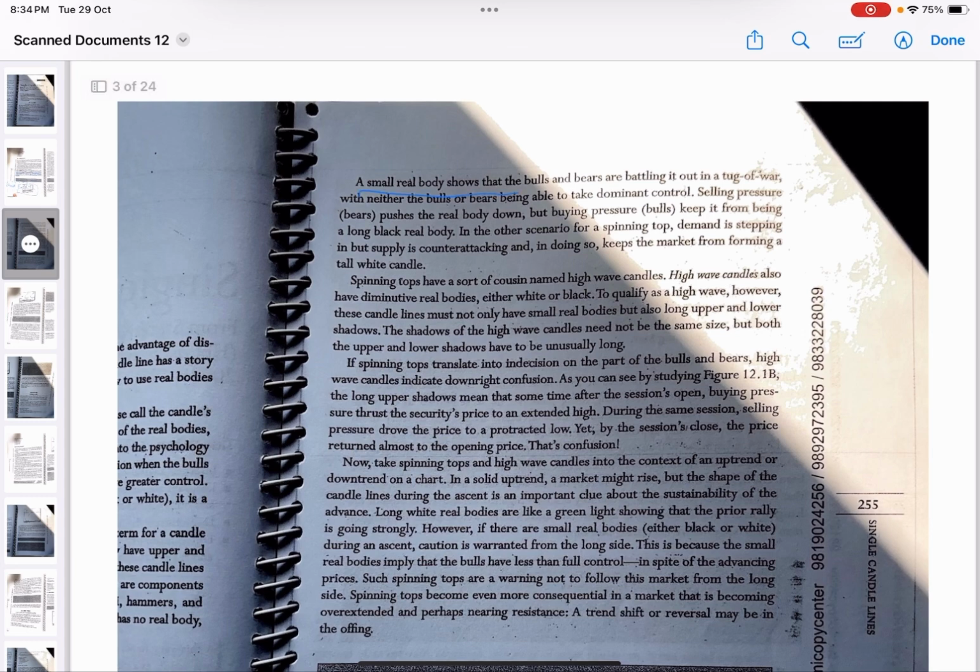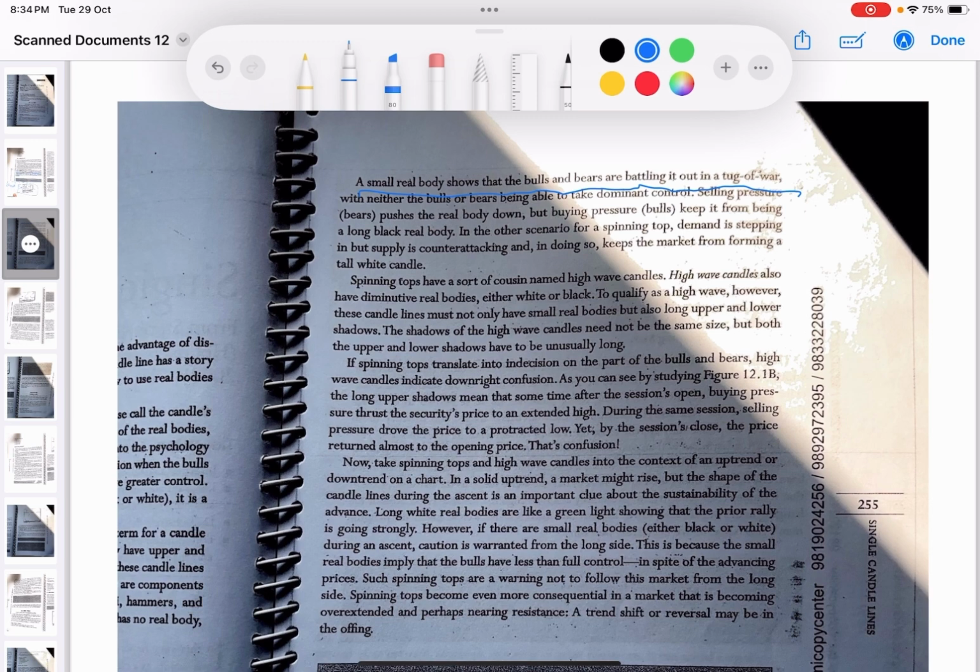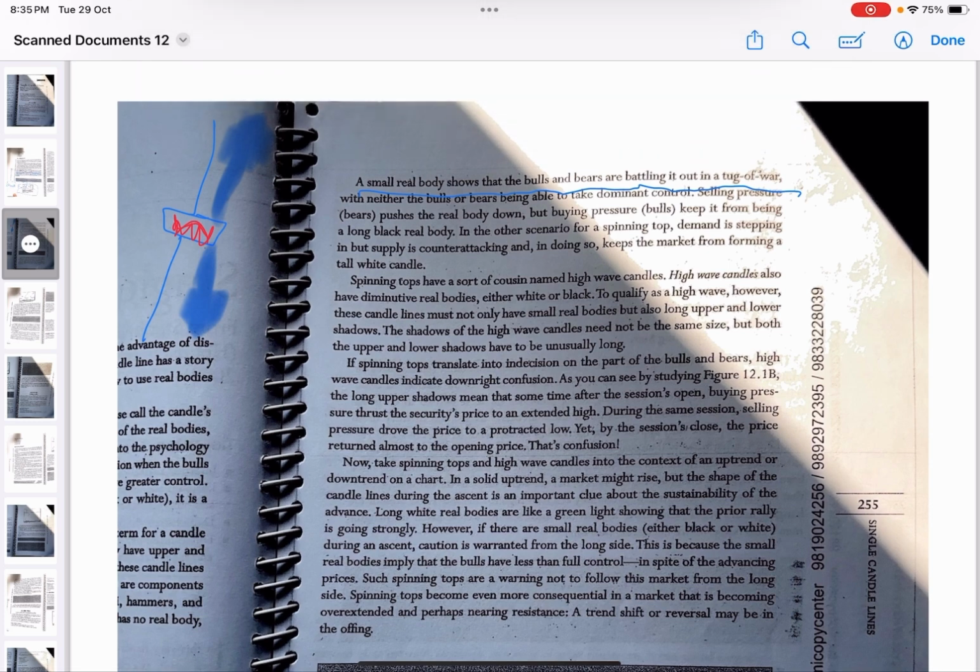A small real body shows that the bulls and bears are battling it out in a tug of war, with neither being able to take dominant control. In the examples which we saw, we had one side wick that showed us who is in control. But if I have a candle like this, with a wick like this, and let's say this is red, who's in control here? We can't say anything, right? Because both the bears showed power and the bulls showed power. So we can't say who's dominant here. That's the way you need to read it.